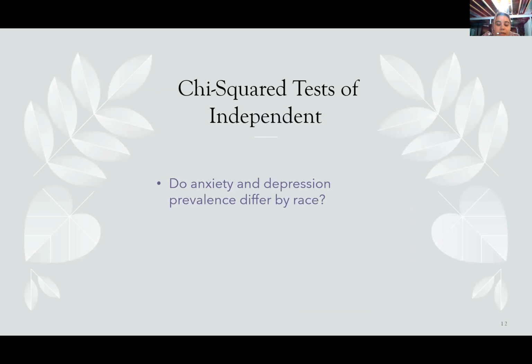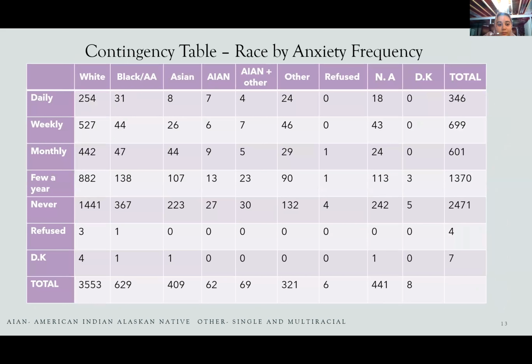What I wanted to test here was whether there is a difference between the prevalence of anxiety and depression by race. So I ran a chi-square test of independence to see this. Here was the contingency table of anxiety by race that I used to do the chi-squared test. It looks like white has the highest, and it's hard to tell if there is any difference by race. That's what we use the chi-squared for.